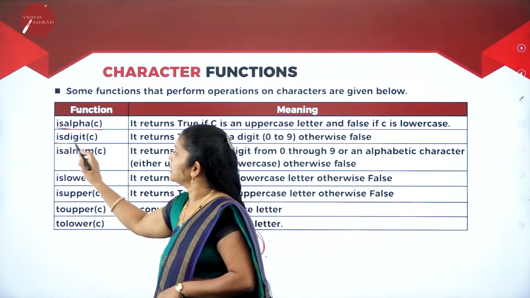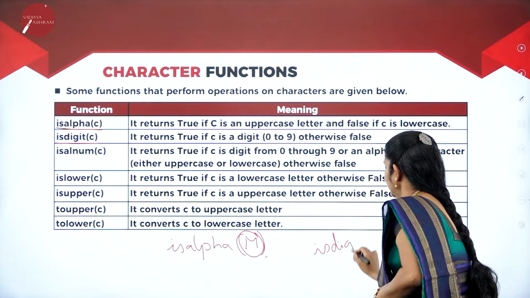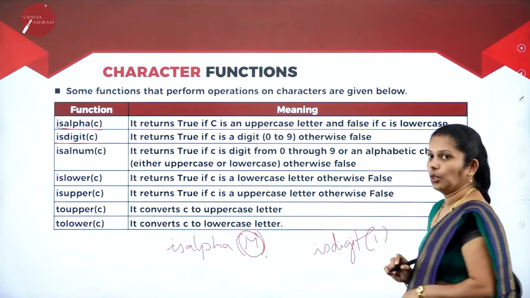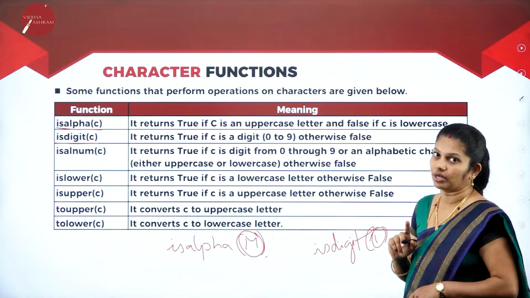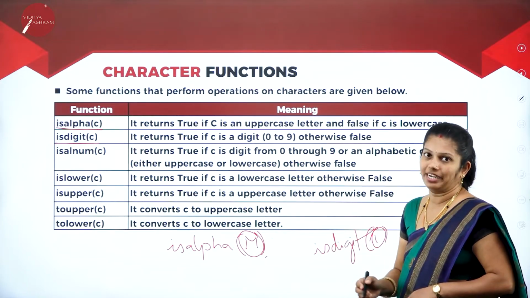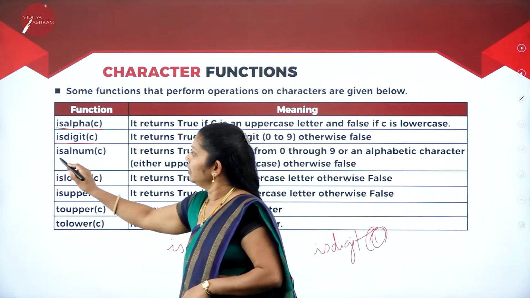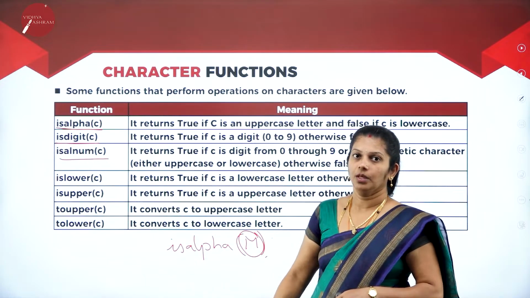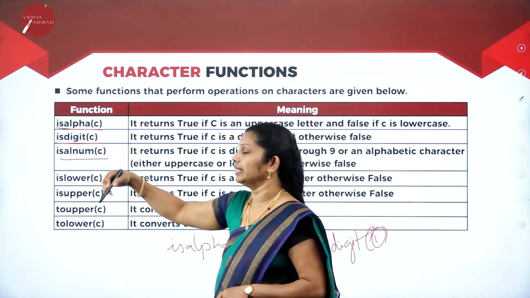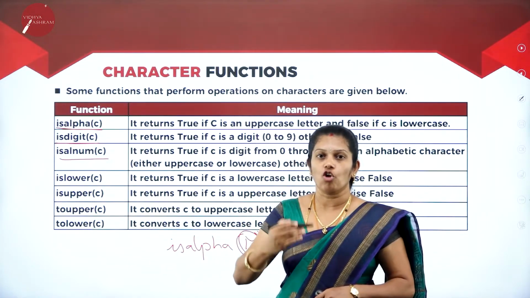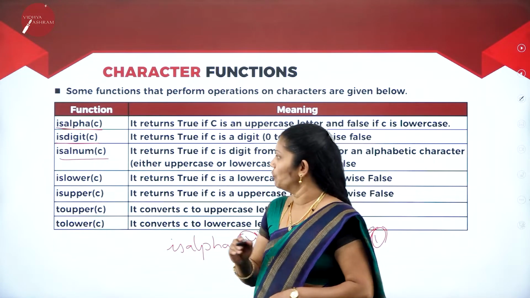The next one is isdigit. If I write isdigit 1, it will check whether the given character is a digit or not. If it is a digit, it will display 1, otherwise it will display false. Then isalnum checks whether the given character is an alphabet or a number. If it is either, it will display true, otherwise false.